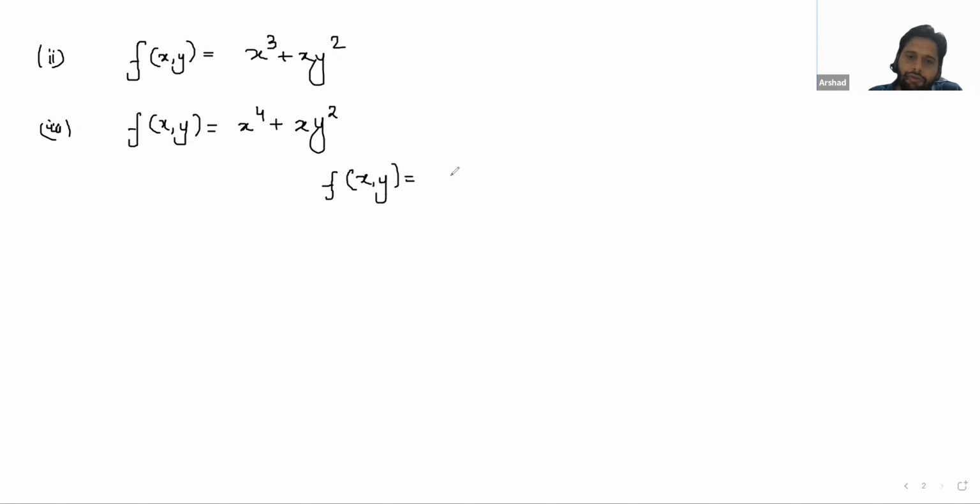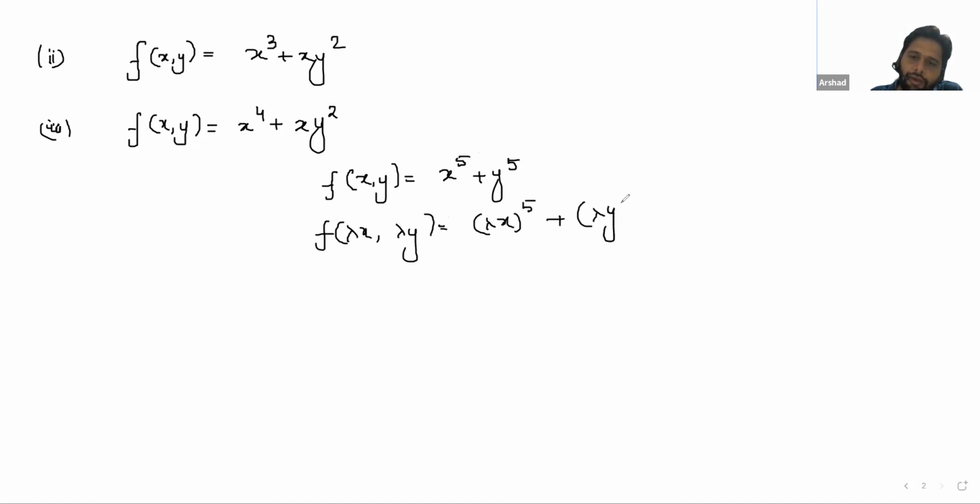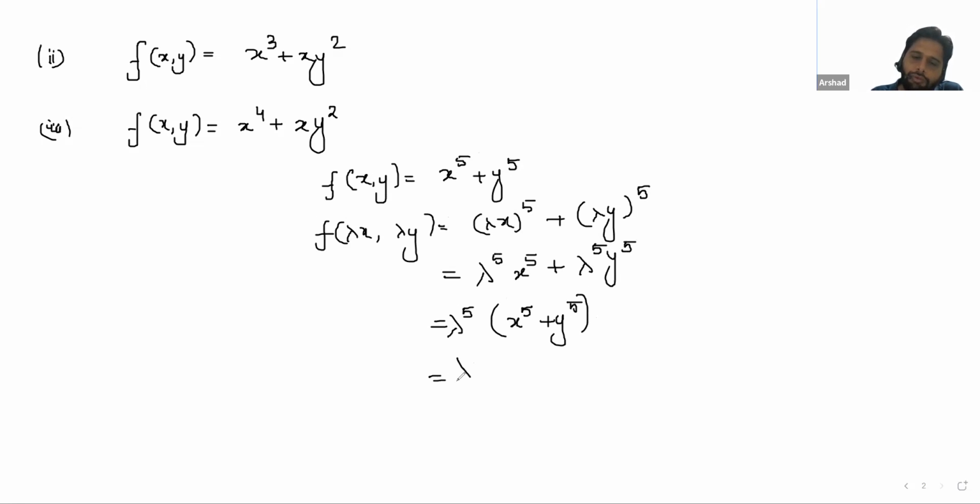If we have this function f(x, y), for example, x to the power 5 plus y to the power 5. In place of x, if we put lambda x, in place of y, we put lambda y. So here you will get (lambda x) to the power 5 plus (lambda y) to the power 5. So this will be equal to lambda^5 x^5 plus lambda^5 y^5. Okay. Take out lambda to the power 5. You will get x to the power 5 plus y to the power 5. It is equal to lambda to the power 5, and here you will write f(x, y). Okay, f(lambda x, lambda y) is equal to this one.